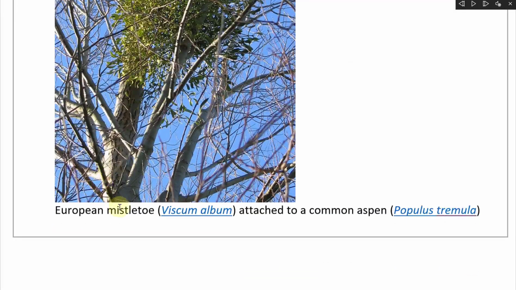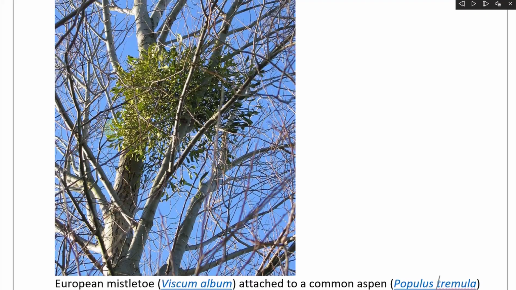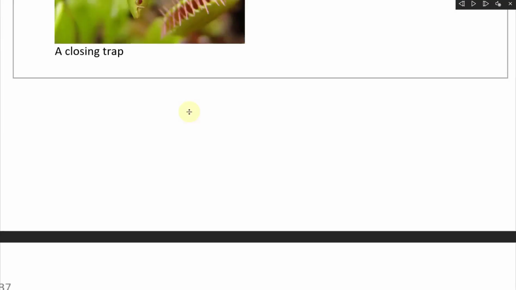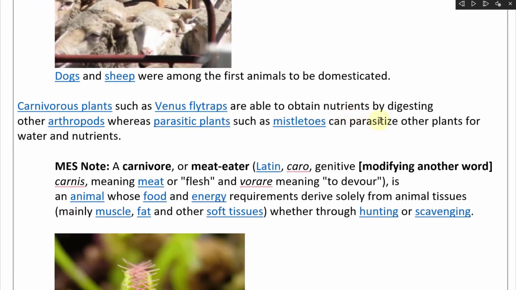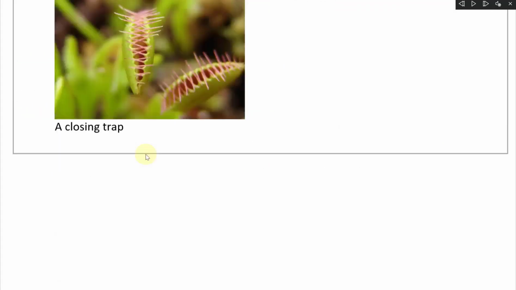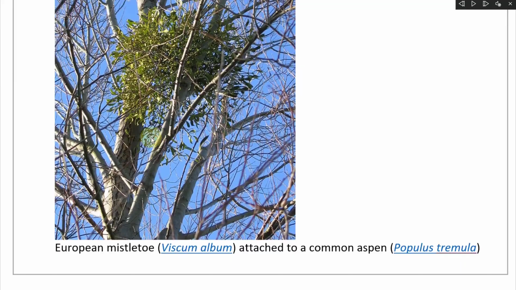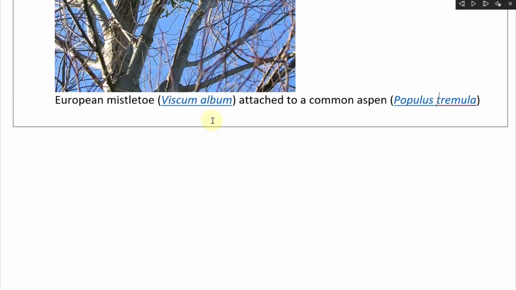Here's the mistletoe. It's a European mistletoe called Viscum album. See the pronunciation? Viscum album. Attached to a common aspen called Populus tremula. So there's a mistletoe right there acting like a parasite. It parasitizes other plants for water and nutrients. So it sticks on there and then takes in whatever it's taking in.